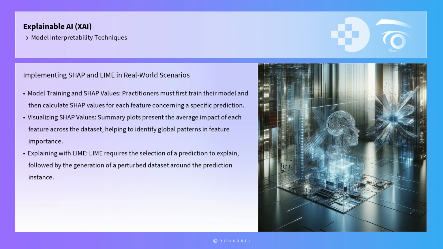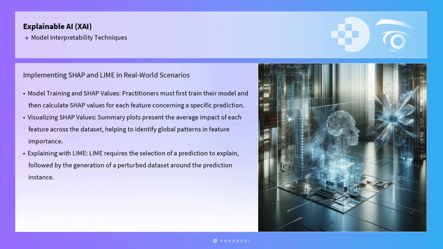Implementing SHAP and LIME in real-world scenarios involves several steps. For instance, when utilizing SHAP, practitioners must first train their model and then calculate SHAP values for each feature concerning a specific prediction. These values can be visualized through summary plots, which present the average impact of each feature across the dataset, helping to identify global patterns in feature importance.